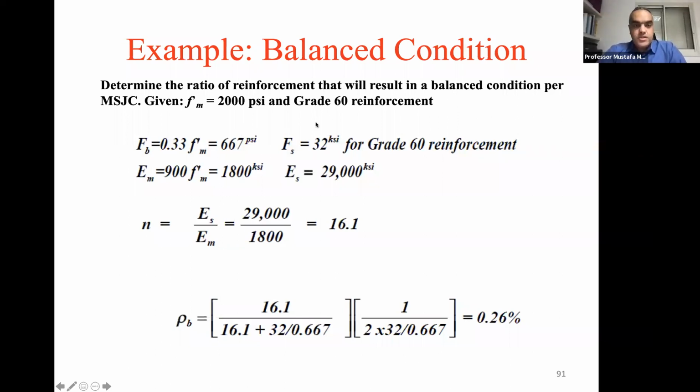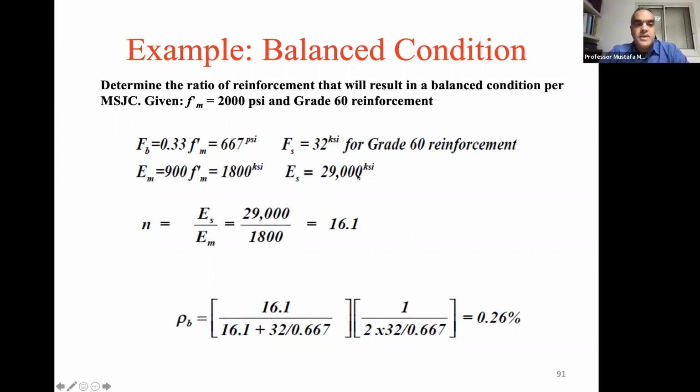Okay, let's continue. So here we have an example, which is to look at the balanced condition. I mean, the example is related to finding the stresses using the stress distribution, then finding the reinforcement ratio from that. So it gives us the balanced condition and the rho balance, the reinforcement ratio that we need to determine if the steel controls or if the masonry controls.